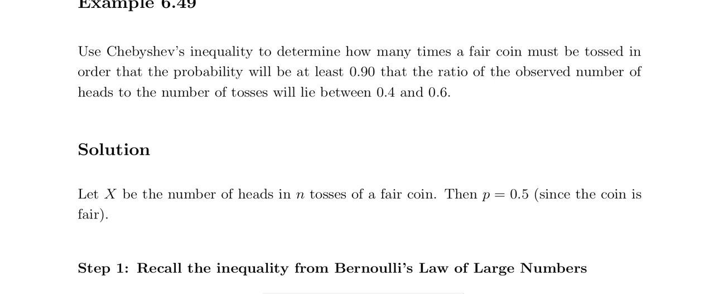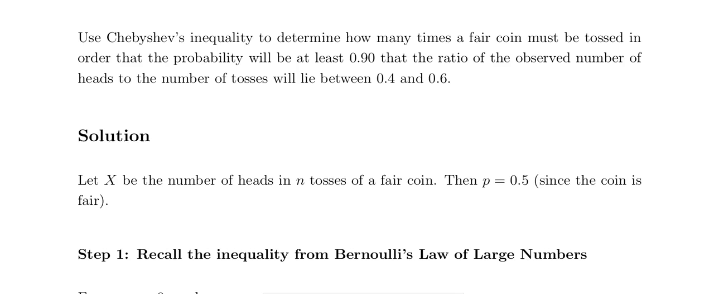In the same way, using Chebyshev inequality, determine how many times a fair coin must be tossed in order that the probability will be at least 0.90 that the ratio of the observed number of heads to the number of tosses will lie between 0.4 and 0.6. Okay, the ratio, the fraction, that is equal to something, they have given.